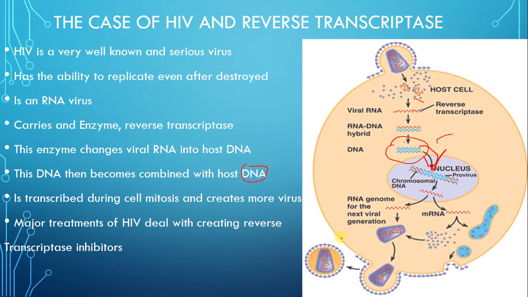This is one of the many reasons why HIV is so hard to cure, so hard to find treatments for. Almost all of the current treatments we have for HIV are reverse transcriptase inhibitors, which means they make this enzyme reverse transcriptase not work. And then we can battle it more like a regular virus that doesn't contain reverse transcriptase.